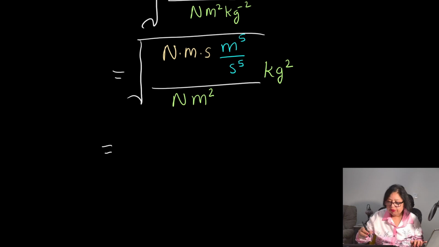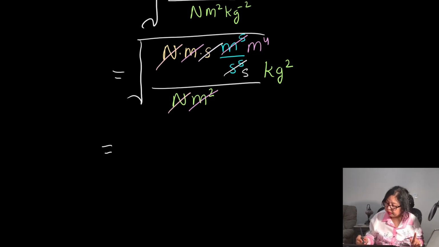Moving on. Now you'll see that there are some cancellations here. Newton cancels Newton. Then I have this meter square at the bottom. Right? You see this meter square at the bottom? This will cancel one of these meters and one of the meters up here. After this, I have this seconds. This seconds cancels one of the seconds at the bottom.